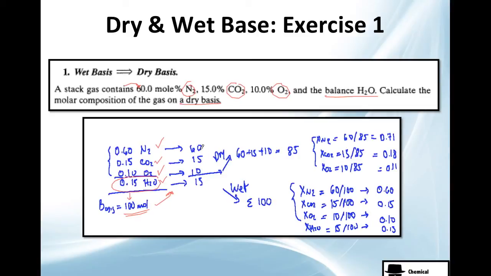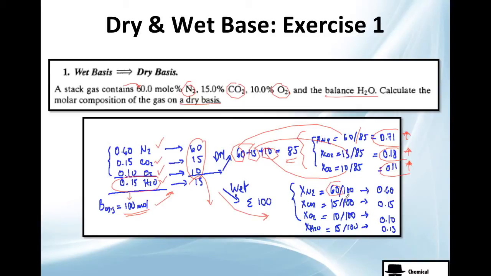If we want just the dry basis, we need to add only these components, taking out water. So dry is 60 plus 15 plus 10, which is 85. And we repeat: 60 divided by 85, 15 divided by 85, and 10 divided by 85. This will give you the new dry compositions. Of course, you're expecting them to increase, since we are taking out one component, so everyone increases.